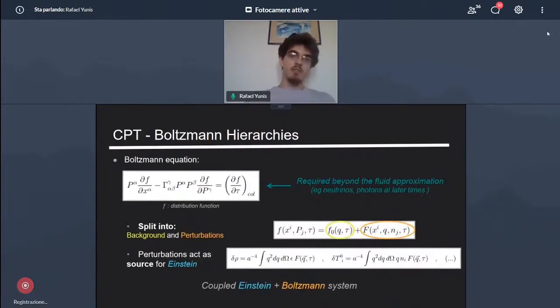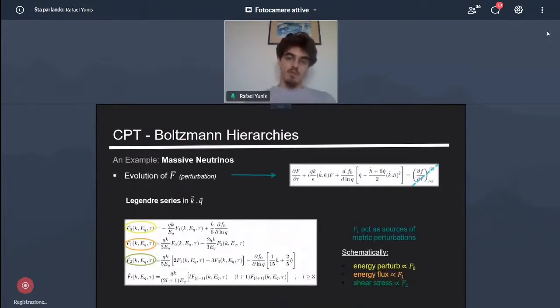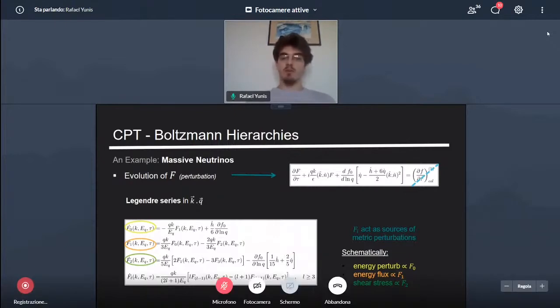This is the Boltzmann equation in general relativity. Usually, in order to solve this, one needs to split the distribution function in terms of the background distribution function and the perturbation. And these perturbations themselves act as sources for the Einstein equation, forming a coupled system. For example, we can have the nice little example of massive neutrinos. The evolution equation for the perturbation is this one right here, without any collision terms. Usually, in order to solve this, one splits it into a Legendre series. The zeroth moment is proportional to the energy perturbation, the first one to the energy flux, and the second one to the shear stress.